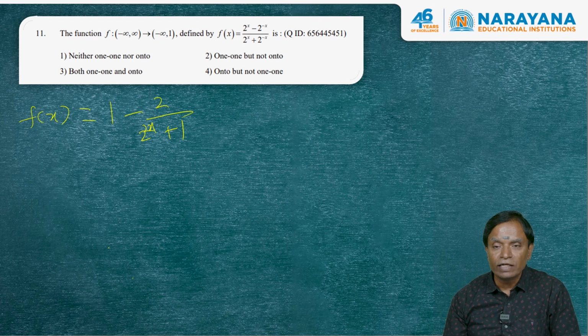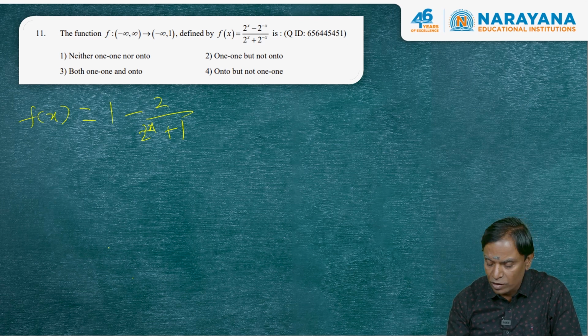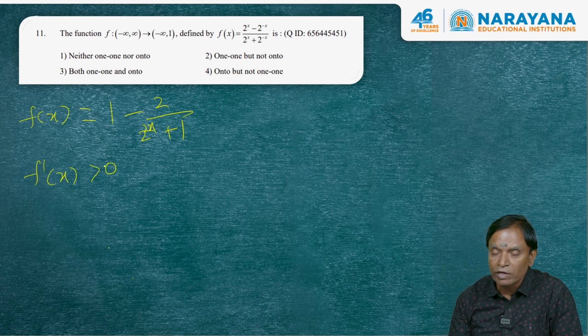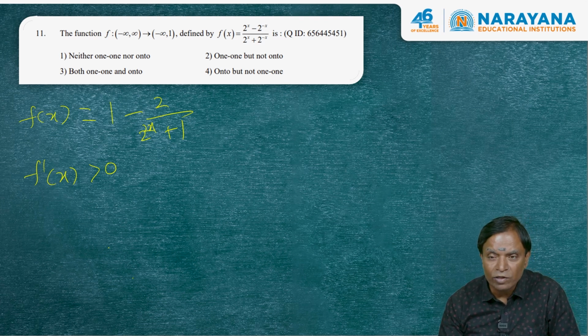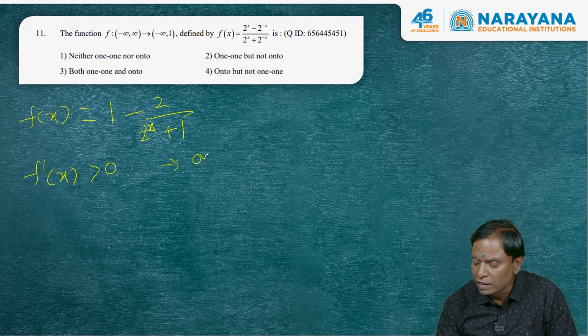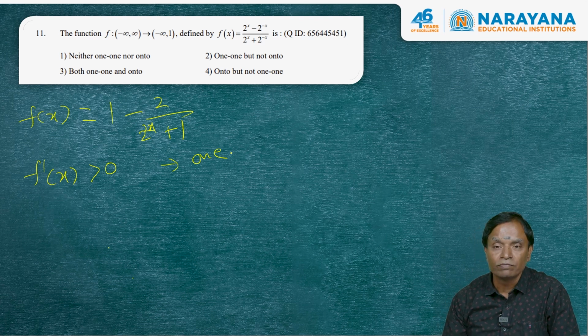Now to check whether it is 1-1 or not, since it is a continuous function, look at the monotonicity of the given function. You can observe that your f dash x, whatever you are going to get, is greater than 0. So f dash x is greater than 0 means your function is strictly increasing and it is a 1-1 function. How to check whether it is onto or not?